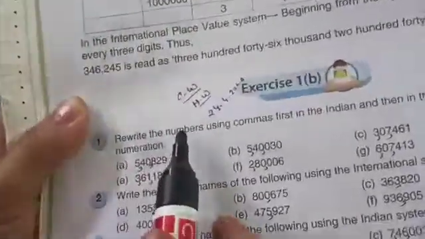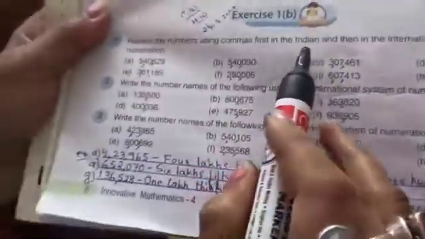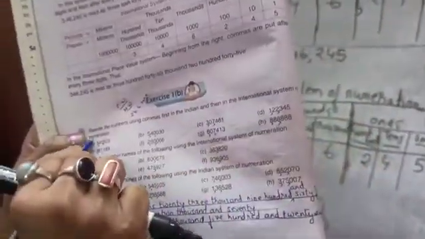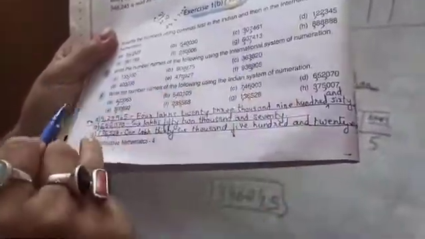You rewrite the numbers using commas first in the Indian and then in the international system of numeration. So for the first sum, don't go for the international system of numeration. You just go for the Indian system of numeration. In the second, it's given the international system of numeration. So first is for the Indian system, second is for the international system, and third is the number names you have to write. Okay, and here also you are given the Indian system of numeration. So like this you will do the sums.